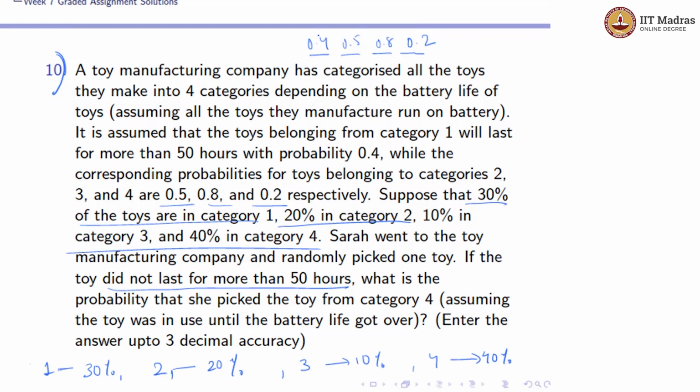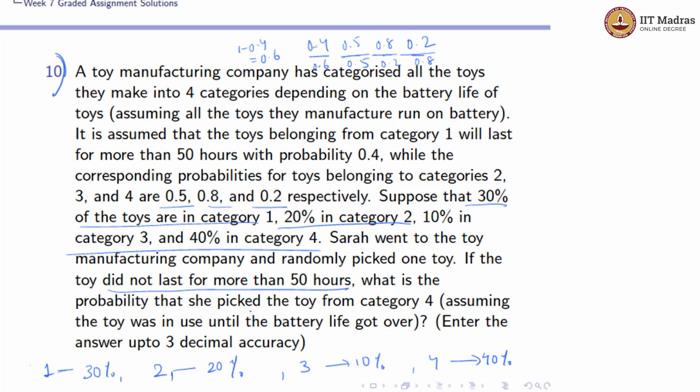Now, as we know that the probability that a toy which is kept in category 1 will last for more than 50 hours is 0.4. So what is the probability that the toy in category 1 will not last for more than 50 hours? That is nothing but 1 minus 0.4, that is 0.6. Similarly, the probability that the toy kept in category 2 will not last for more than 50 hours is going to be 0.5. For category 3 it is 0.2, and for category 4 it is 0.8. This is 0.6.